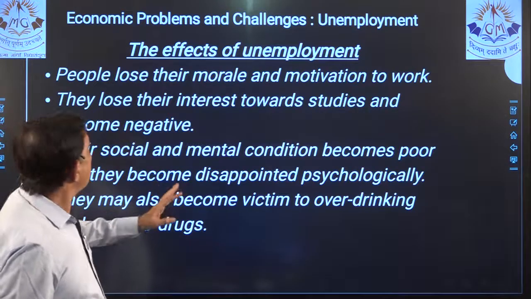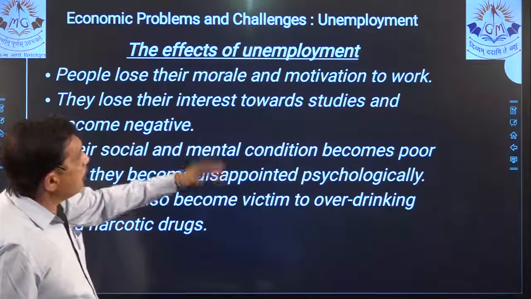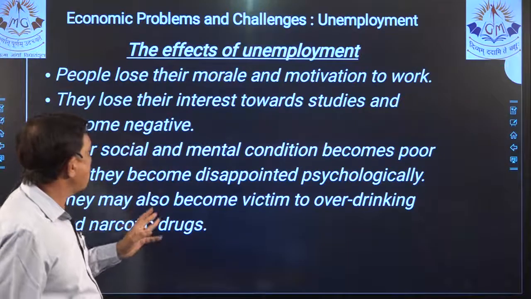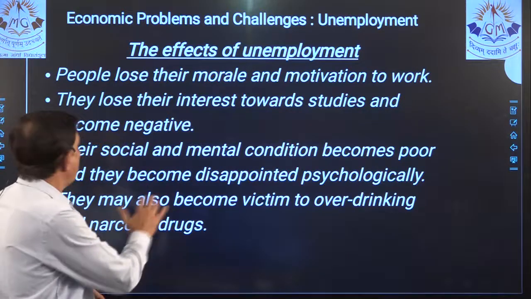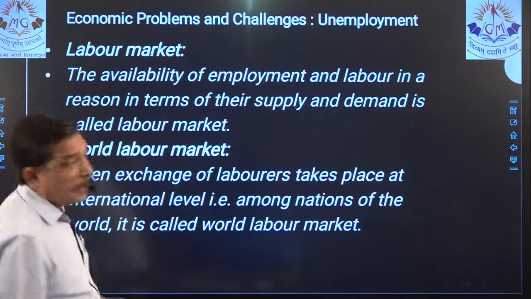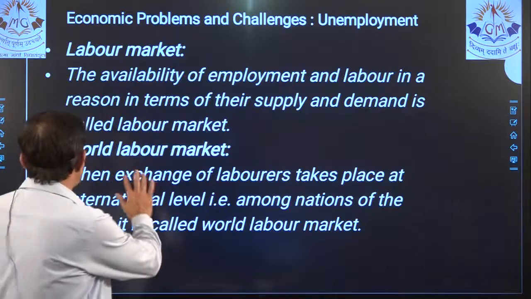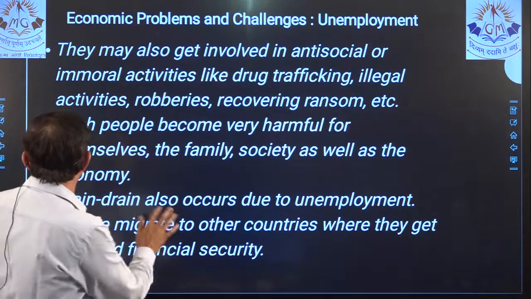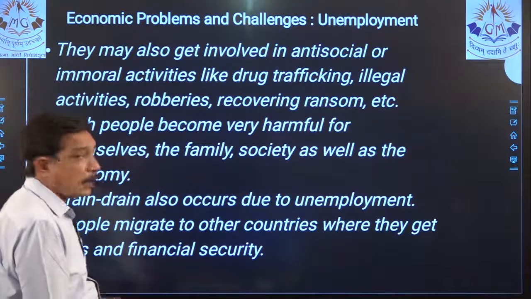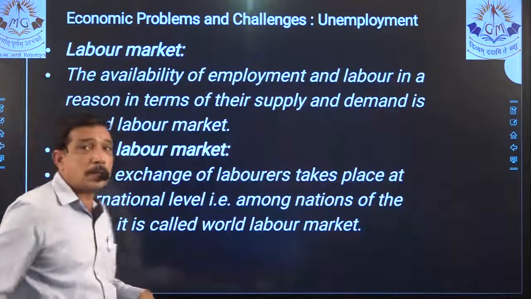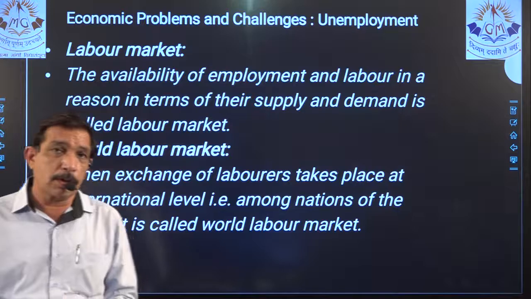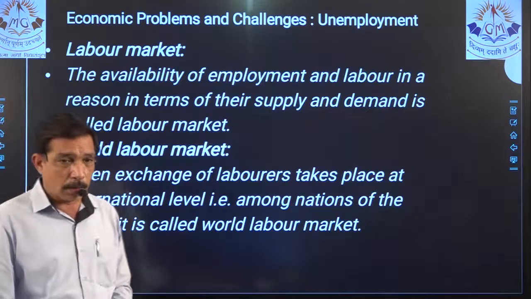The effects of unemployment. People lose their morale and motivation. They lose their interest towards studies and become negative. Social and mental conditions. How the people become poor. 1 2 3 4 5 6 7 points. Brain drain happens. So this is complete. You can see over here how many points: 1 2 3 4 5 6 7. Quite big points, because here the length of the answer is quite big. So this is a 3 mark question. Plus also it can be a give reason or a logical question, and then it will be of 2 marks.